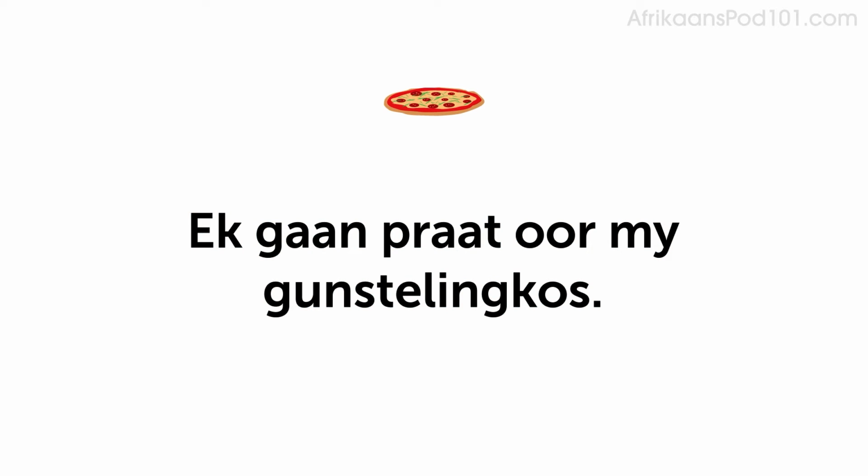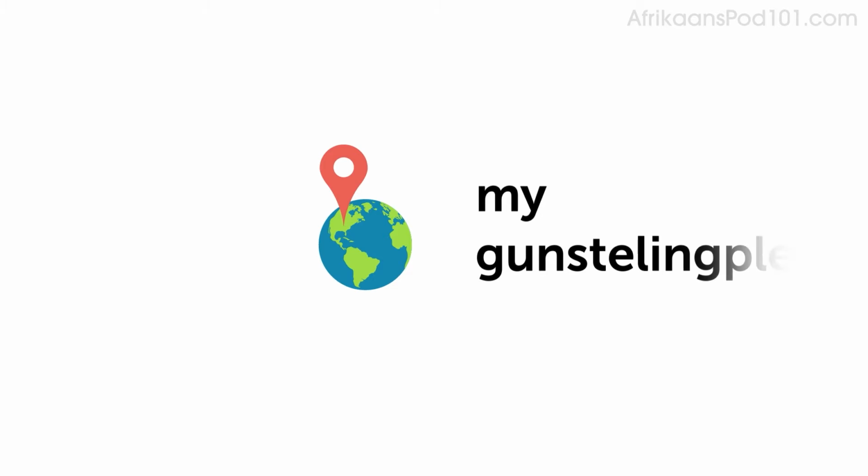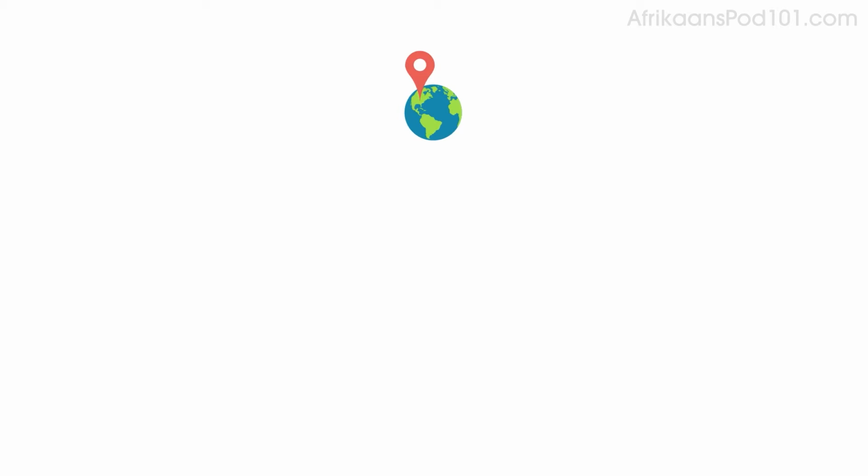Now, answer the question saying you're going to talk about your favorite food. Waaroor gaan jy praat? Ek gaan praat oor my gunsteling kos. Now, imagine you're going to talk about your favorite place. Do you remember how to say, my favorite place? My gunsteling plek. Say, I'm going to talk about my favorite place.